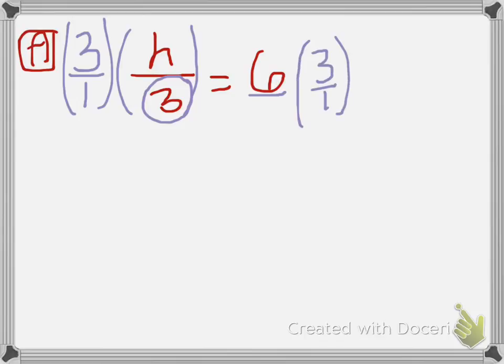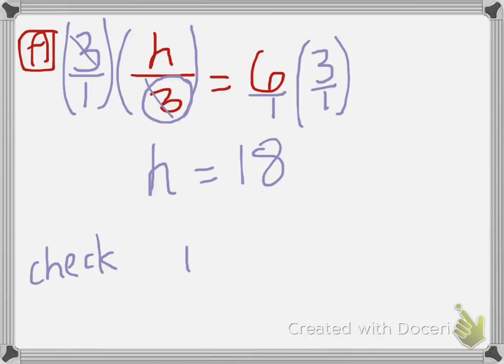Okay, we can put this 6 over 1, or leave both without the ones, whatever's easier for you. So h divided by 3 times 3, we're left with h, which is what we want. That's the goal. h equals 6 times 3, that's 18. If we want to check, let's plug in 18 for h. 18 divided by 3, does that equal 6? Yes, it does. So we know we've done it right.